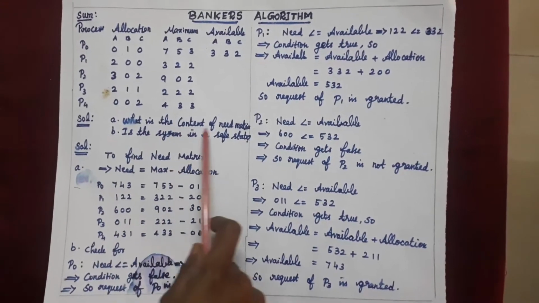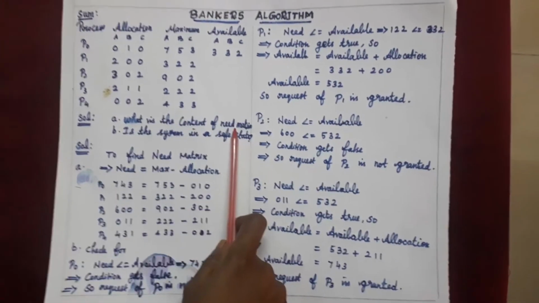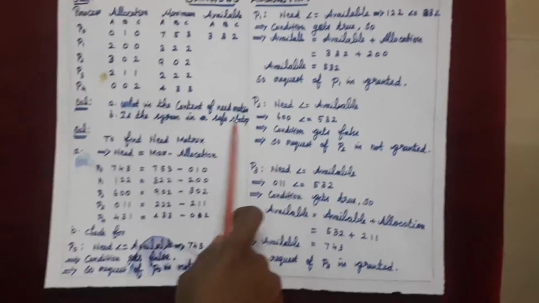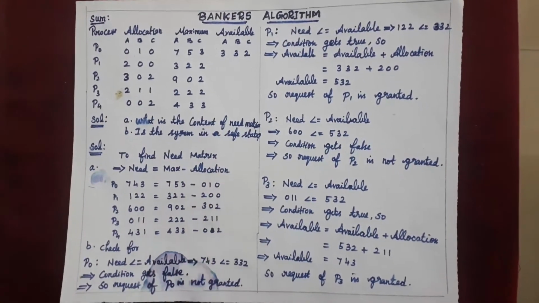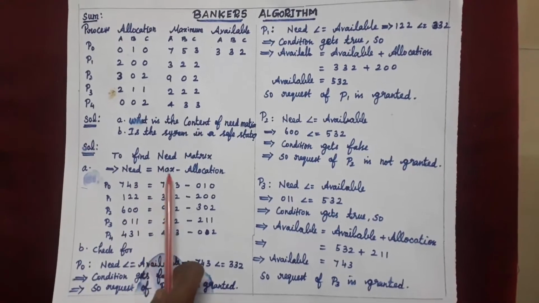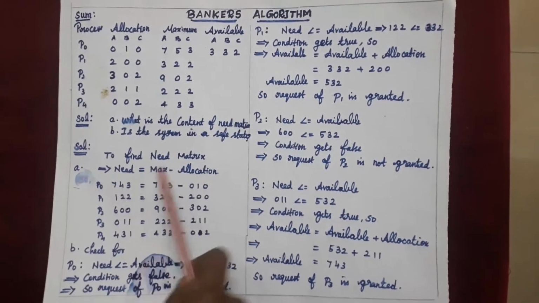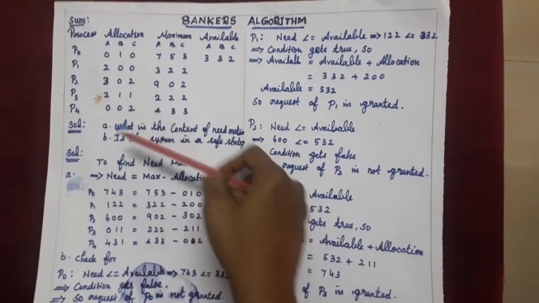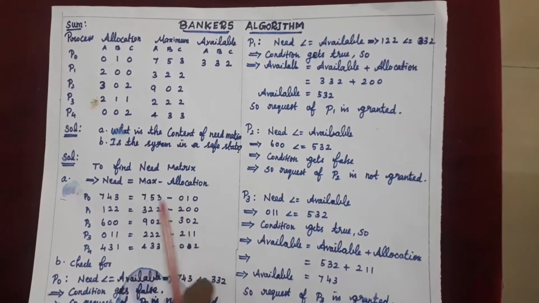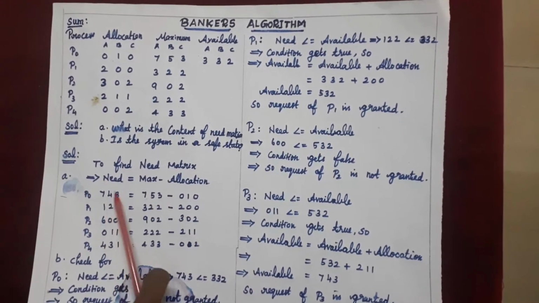Next they ask two questions. First one is the need matrix, another one is safe state or unsafe state. First we are going to find the need matrix. The formula is need equals max minus allocation. Maximum and allocation are already given. We subtract them and then we get the need value.